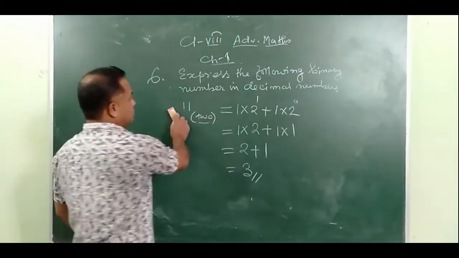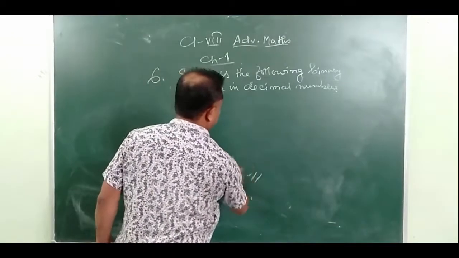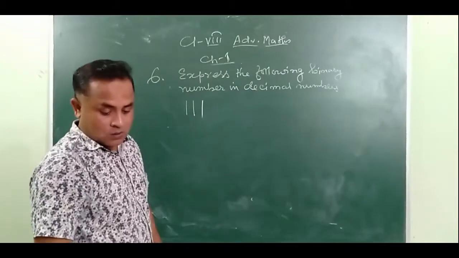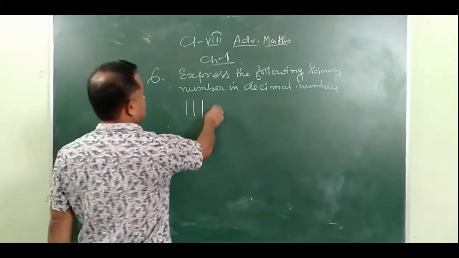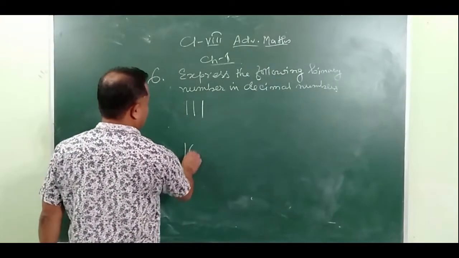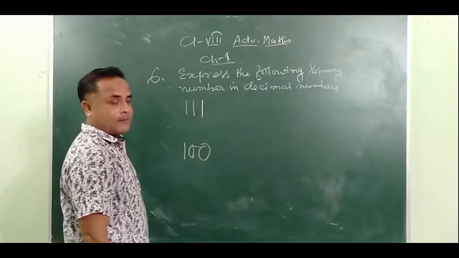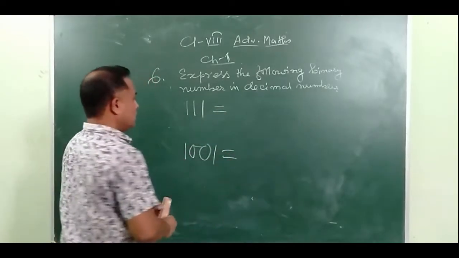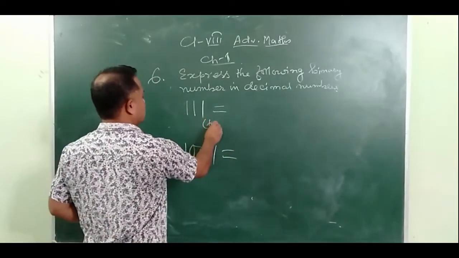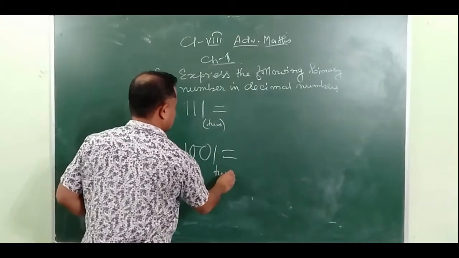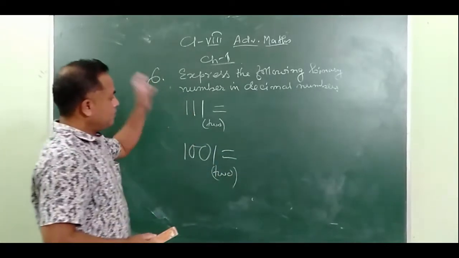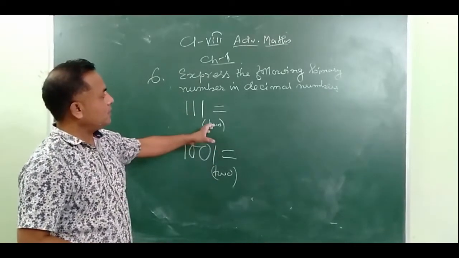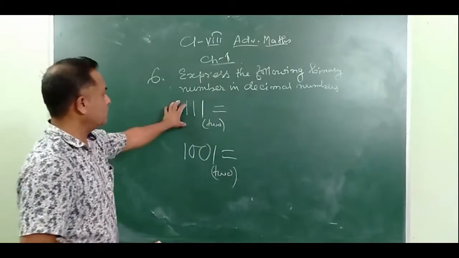Similarly, we will see the ones with 3 bits. That is 1 1 1, and another one is 1 0 0 1, of base 2. Now the base is given as 2. Now we will convert this value into a decimal number. First we will see this one.